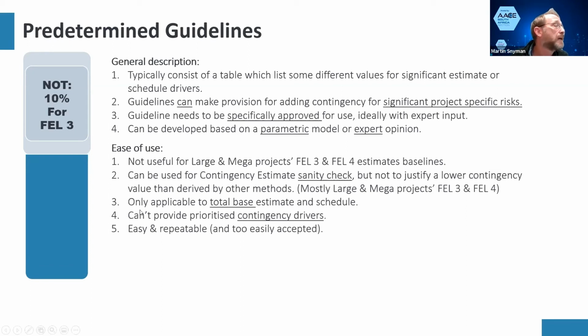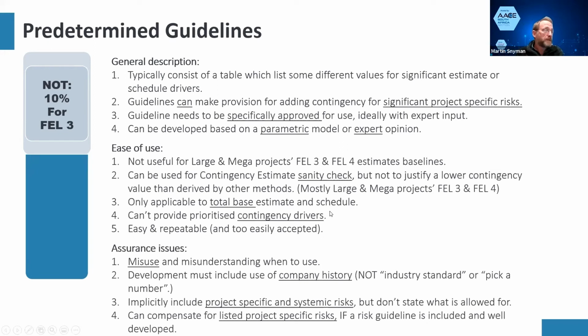Okay, these values are only applicable to the total base estimate and schedule. So it can tell you how much the total estimate can be over, but not on a package. It can tell you what the finish date is when you hand over the keys, but not when you have an interim milestone. They can't give you those values. They can't tell you what to prioritize. That's the big thing. What do we need to fix? You can't tell that. Okay.